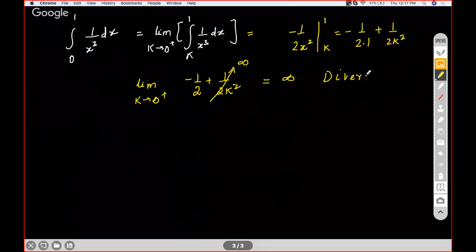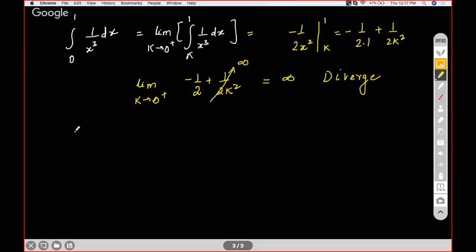So why can't we take k tending to 0 minus? You are integrating from 0 to 1, right? So for 0 minus, the function doesn't exist. You have to consider the existence of the function within the limits and including the limits.